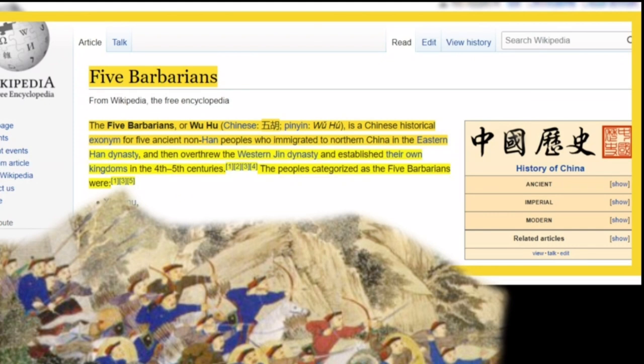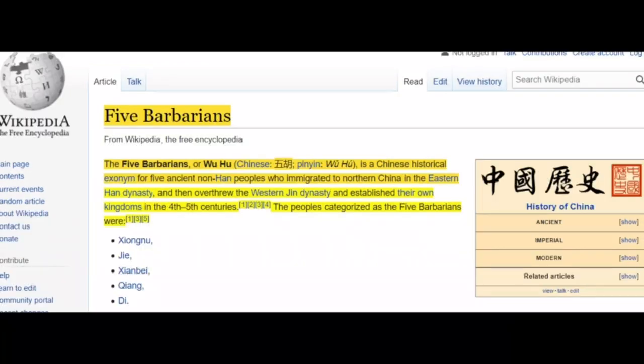Five Barbarians. The Five Barbarians, or Wu Hu, is a Chinese historical exonym for five ancient non-Han peoples who immigrated to northern China in the Eastern Han Dynasty and then overthrew the Western Jin Dynasty and established their own kingdoms in the 4th and 5th centuries. The peoples categorized as the Five Barbarians were the Xiongnu, the Jie, the Xianbei, the Qiang, and the Di people.